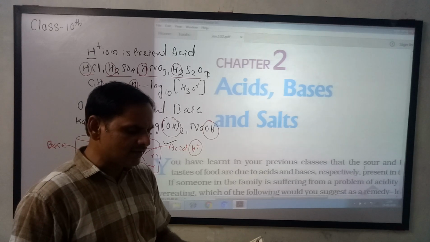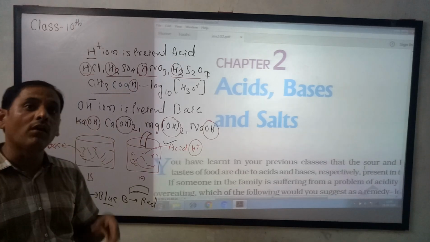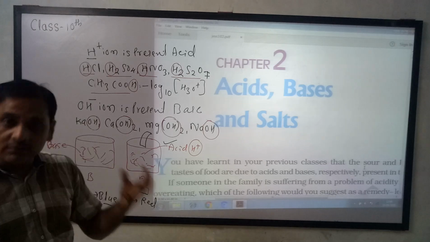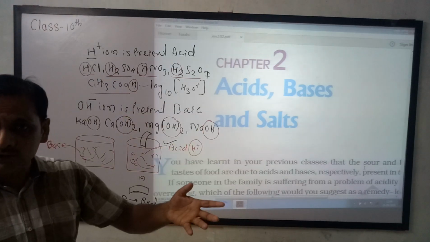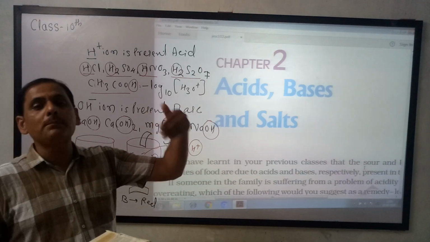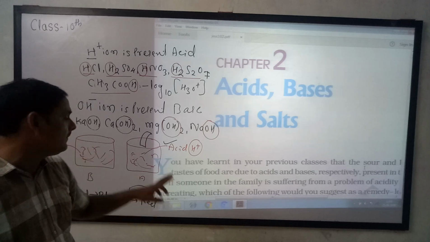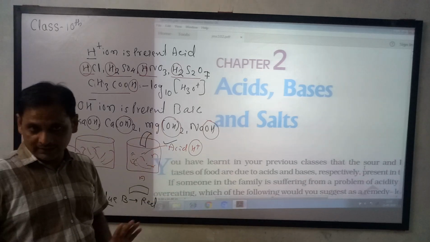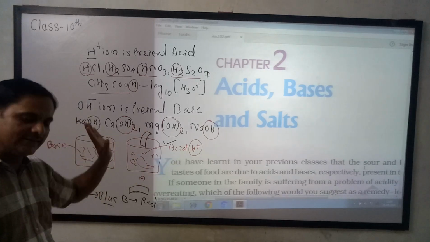Litmus is a natural indicator. Turmeric is another indicator. So what is litmus or turmeric? This one is a natural indicator because it is a part of nature, right? It is made from parts of trees. So these are the two types of natural indicators, litmus and turmeric. So what is the role of an indicator? A substance that checks whether something is acidic or basic.